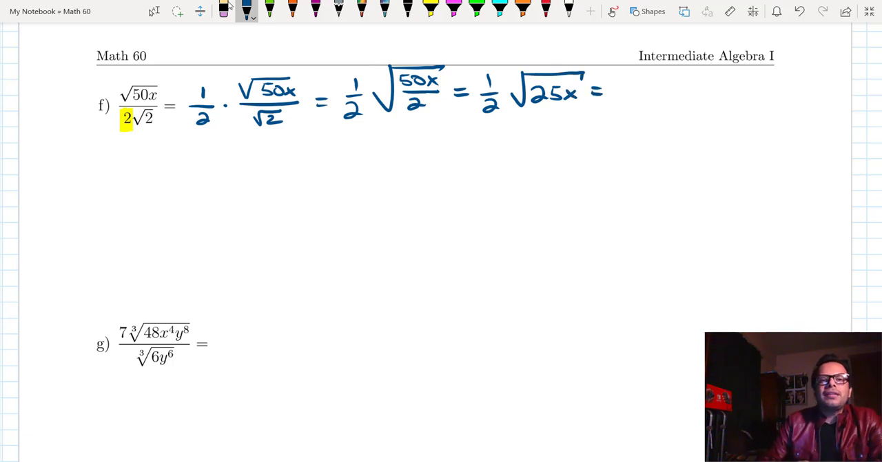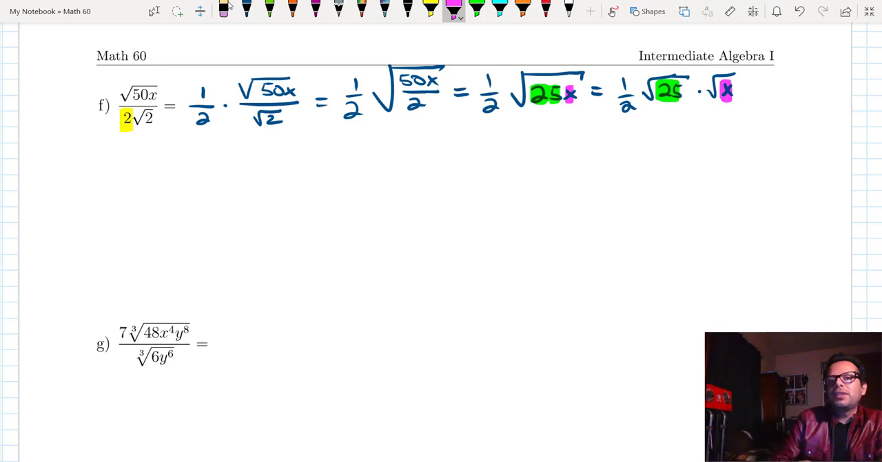Okay. In this case, notice how 25 is a perfect square, but x is not a perfect square, right? So let's break this up into 1/2 times the square root of 25 times the square root of x. Okay, and again, highlight the perfect squares with green, highlight the non-perfect squares with purple.